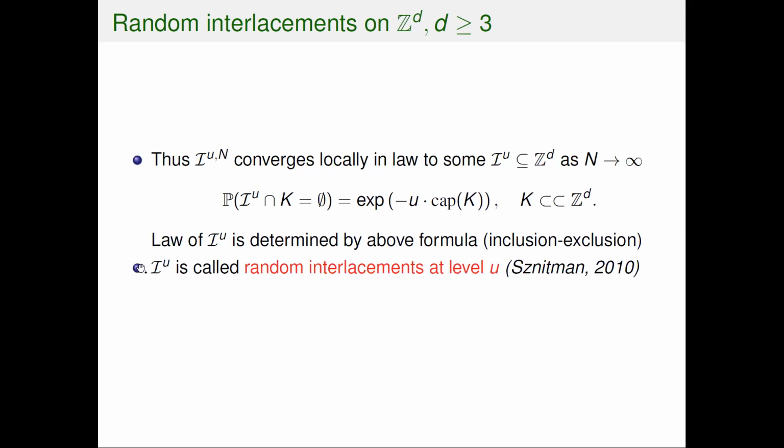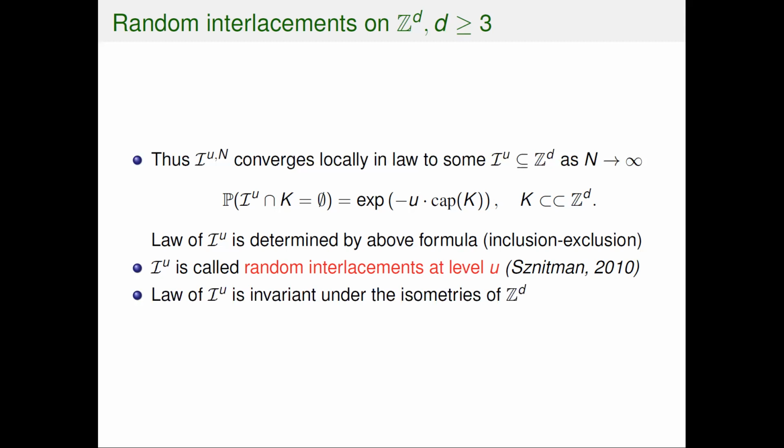This random subset is called the random interlacement at level u, as defined by Sznitman 12 years ago, or actually a bit earlier, but it took a couple of years for the paper to appear. By the way, it's again a non-trivial fact that, instead of capacity, I could imagine other monotone set functions, and it's not guaranteed that a random subset satisfying this property would exist. But this formula indeed defines a random subset, and it's called random interlacements.